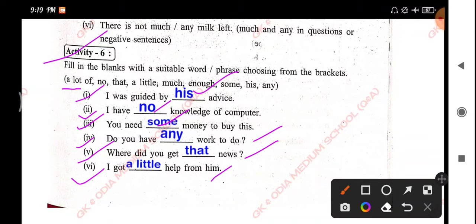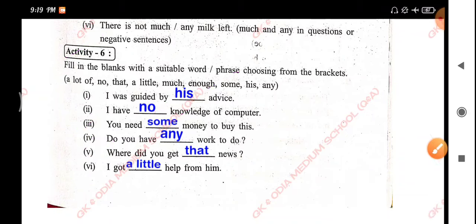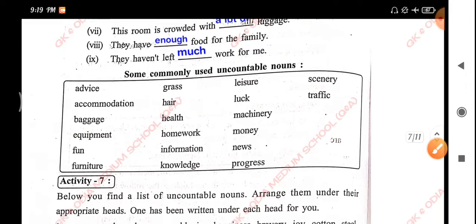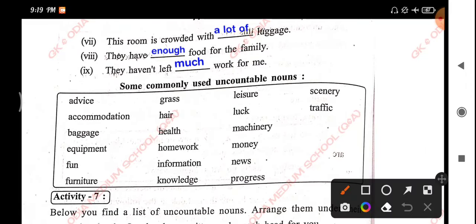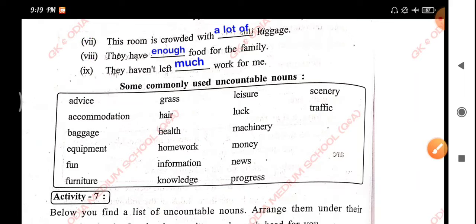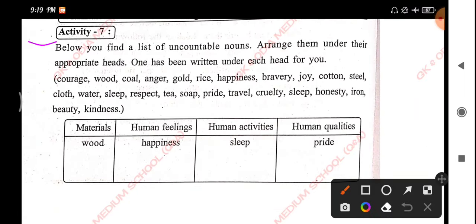Activity 7. VII. This room is crowded with a lot of luggage. VIII. They have enough food for the family. IX. They haven't left much more work for me. Then, activity 7. Below you.